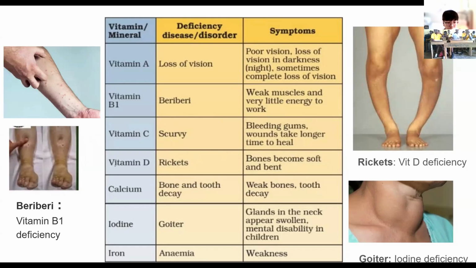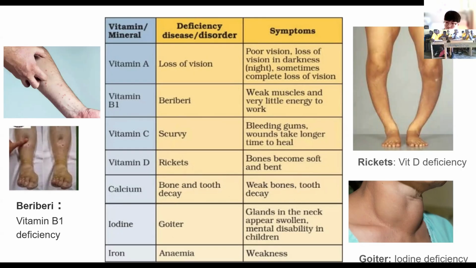And there's also vitamin D. When you're lacking in vitamin D, you get what's called rickets. It's when the bones become soft and bent, that you can see here. This is vitamin D deficiency. And for calcium, if you lack calcium, then your bones and teeth decay because they're comprised mostly of calcium. So that's why they decay. And it leads to weak bones and tooth decay.